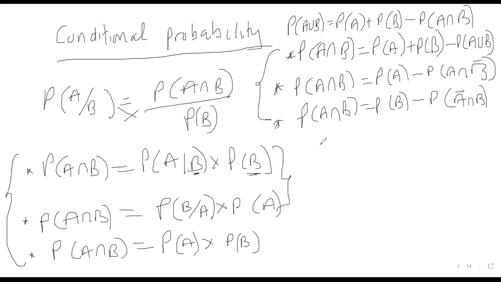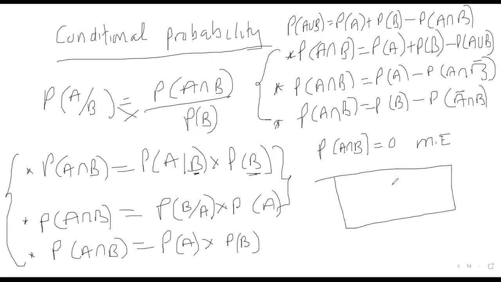Other than this, there is a condition: if A intersection B is equal to 0, it means they are mutually exclusive. There's nothing in common. It means they're disjoint, sets A and B that don't meet anywhere. If you're dating a guy you have nothing in common with, just say you and I are mutually exclusive, we don't intersect anywhere. So this is a condition.